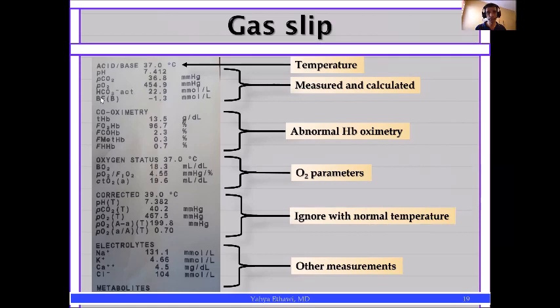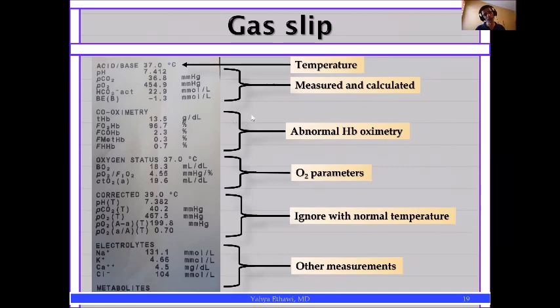Okay, and you can see the base excess, and it has a minus, so it means a deficit. So these are the measured and calculated values. You will see also what we call the co-oximeter.